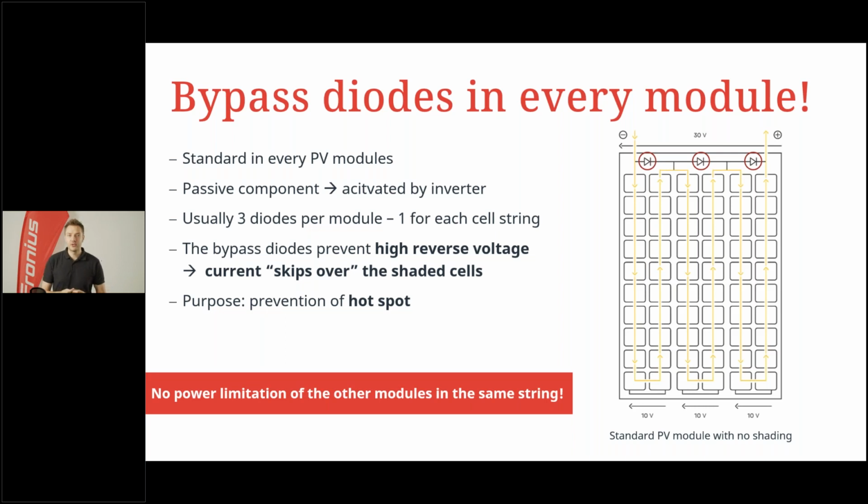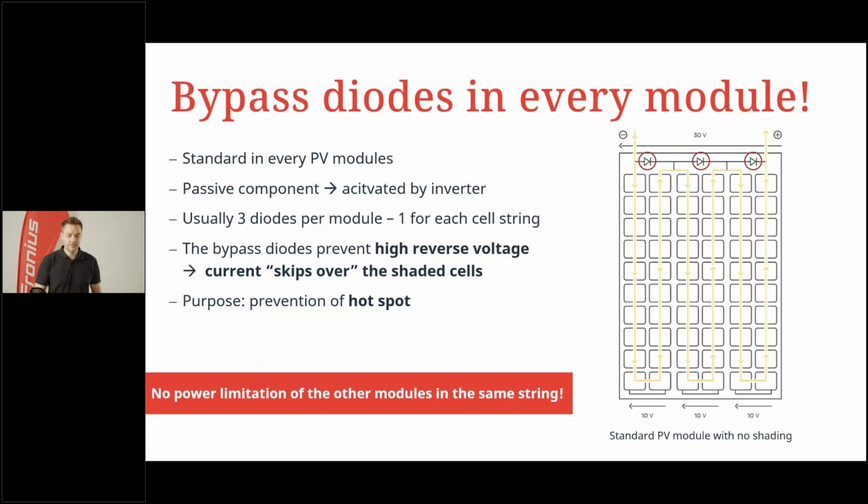And what's very important, this is just a passive component. So the bypass diode is activated by a voltage drop or increment of the inverter. So the inverter is efficiently MPP tracking the whole power voltage curve and activating these bypass diodes, because the bypass diode, as I said, is a passive component and needs a voltage in reverse direction to get conductive.